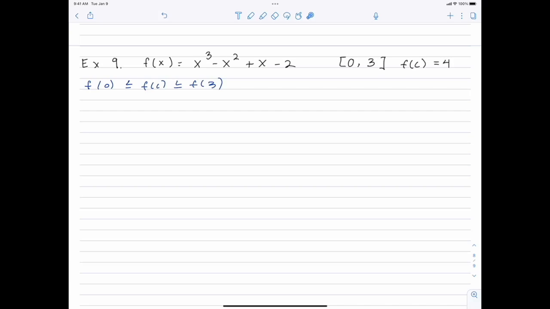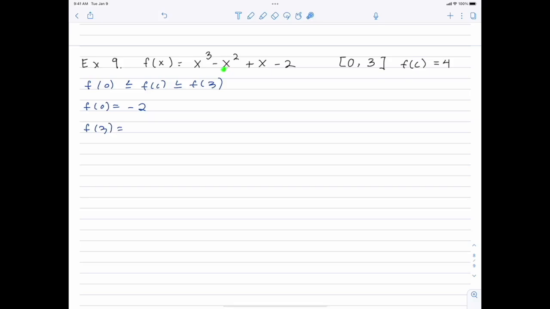So let's see what we got. I do know this is a polynomial function. Polynomial functions are continuous everywhere, so it's going to be continuous on 0 to 3. That is going to be taken care of. So the only thing I'm really concerned about here is this is true. So let's see. What is f of 0? F of 0 is -2. And then what's the other one? F of 3. What is f of 3?